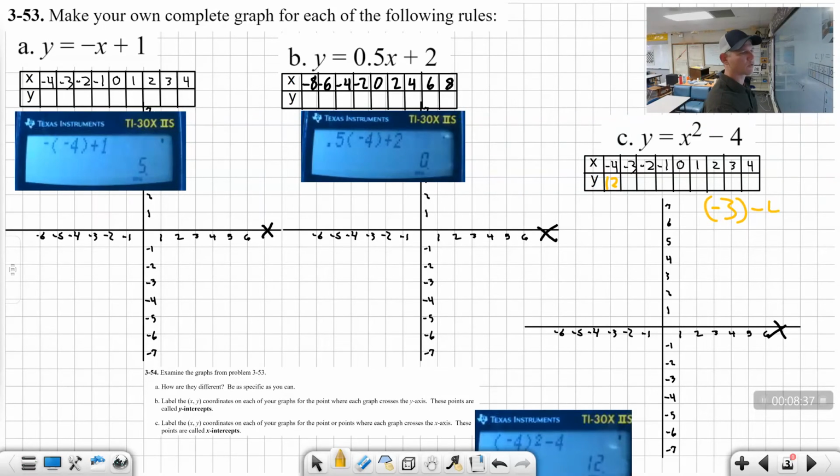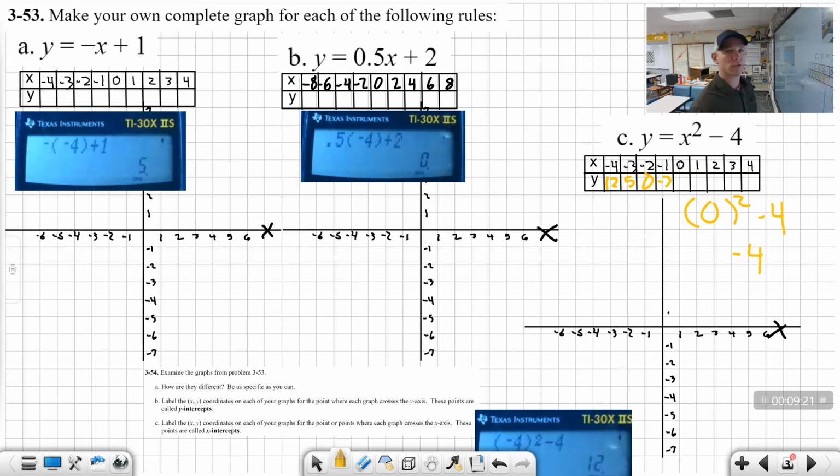-3 squared minus 4. Well, -3 times -3 is +9 minus 4 is 5. You are just writing this down. I am continuing to write. -2 squared minus 4. Notice I'm going through the same rule every time. And the math is the same every time, just different numbers. -2 times -2 is +4 minus 4, 0. -1 squared is 1 minus 4. That is subtraction to get -3.